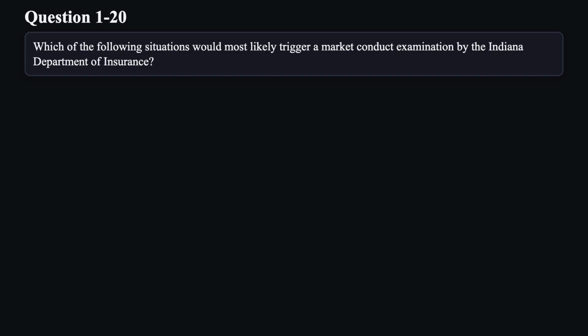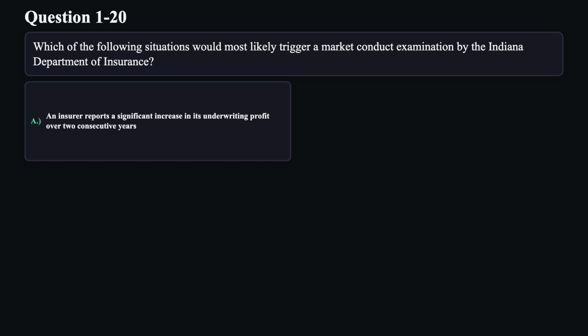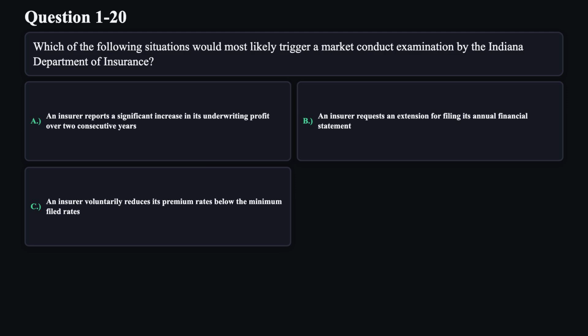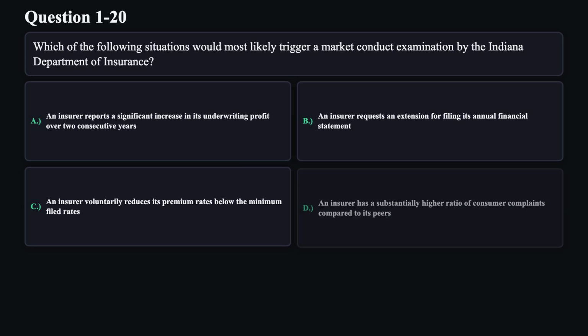Question 20. Which of the following situations would most likely trigger a market conduct examination by the Indiana Department of Insurance? A. An insurer reports a significant increase in its underwriting profit over 2 consecutive years. B. An insurer requests an extension for filing its annual financial statement. C. An insurer voluntarily reduces its premium rates below the minimum filed rates. D. An insurer has a substantially higher ratio of consumer complaints compared to its peers.